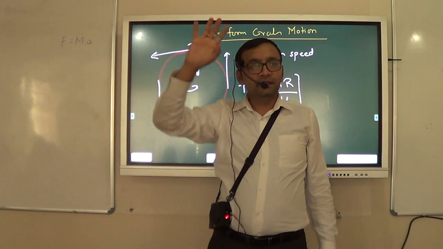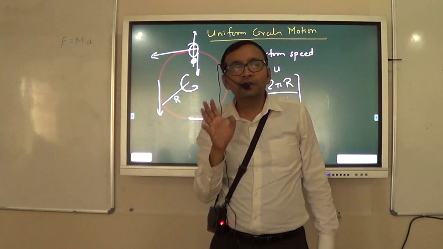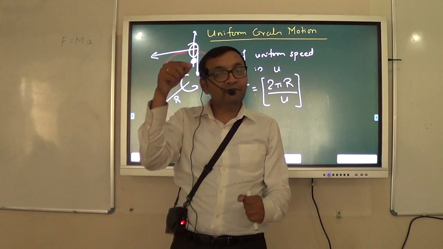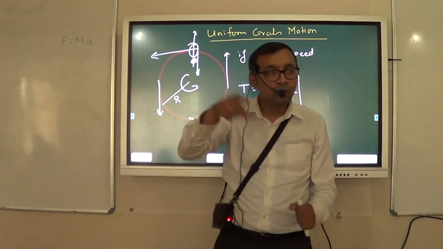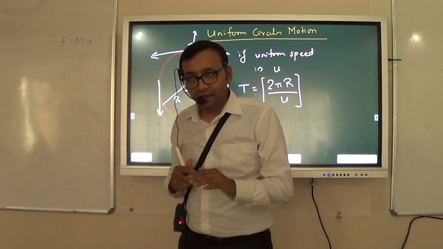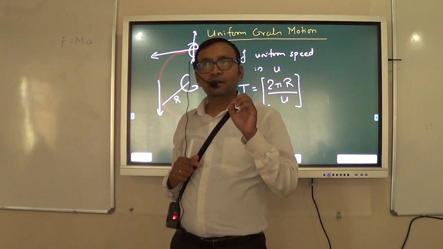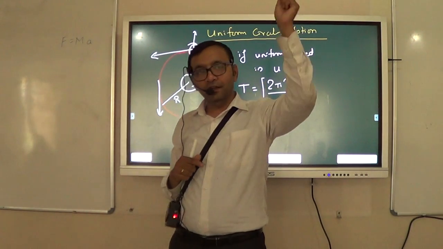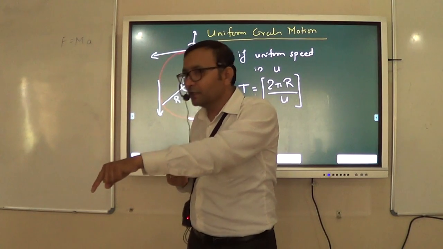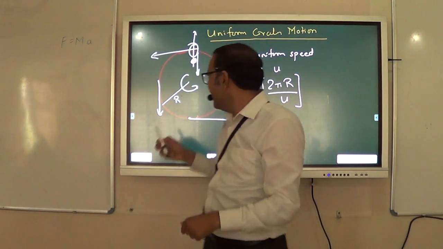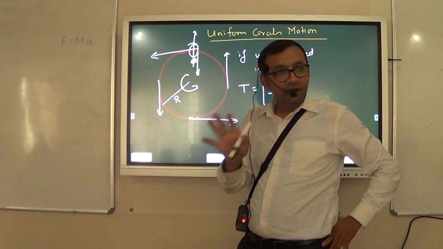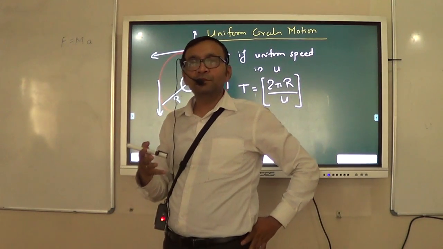So why do you need a string? Why do you need a string when you are rotating a stone in a circle? To apply force on the stone, so that it creates the acceleration which is required to change the direction of velocity. Getting it? Now tell me other examples of circular motion. Any example?